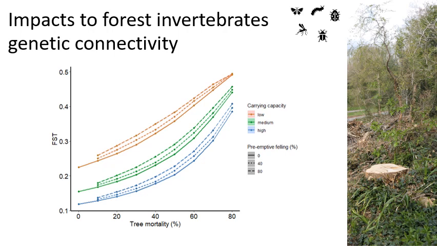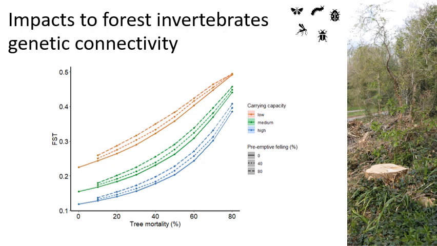As we'd expect from the increased tree mortality, we see a decrease in gene flow, so an increase in the FST. And we're seeing a similar sort of relationship to what we saw in terms of the functional connectivity. We're also seeing a similar amount of effect of preemptive felling. I've pulled out a different species trait for illustrating genetic connectivity. This time I'm showing carrying capacity.